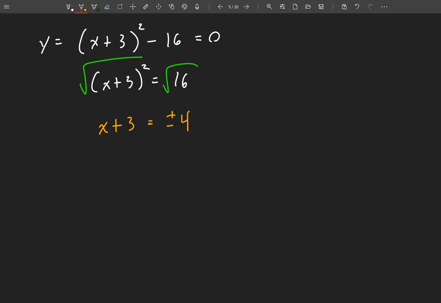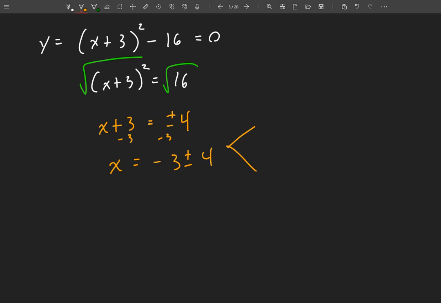And now, again, this is not the answer. You have to get x by itself. That's the idea of solving for x. That's the whole idea. So you have to get x by itself. You move the negative 3 to the other side, because when you subtract 3 from both sides, it becomes negative on the right. So now I have negative 3 plus or minus 4.